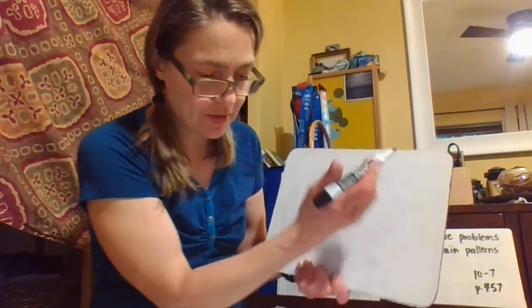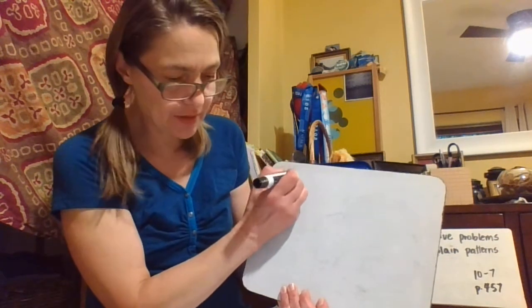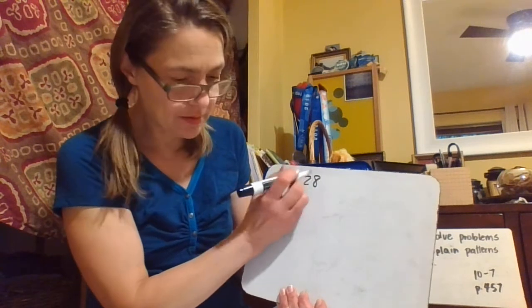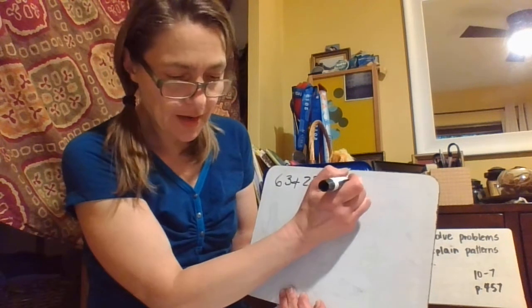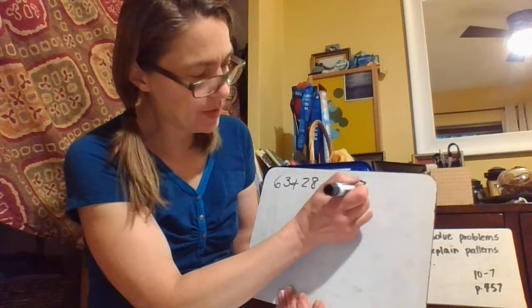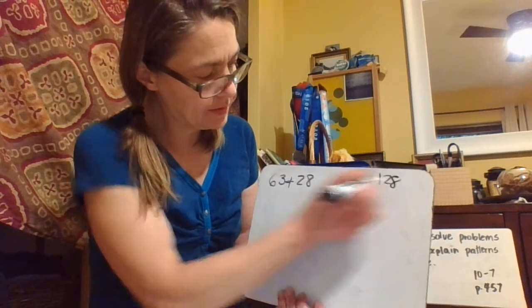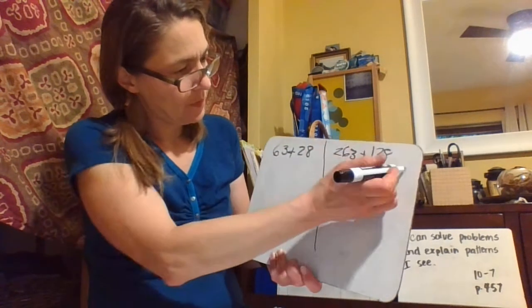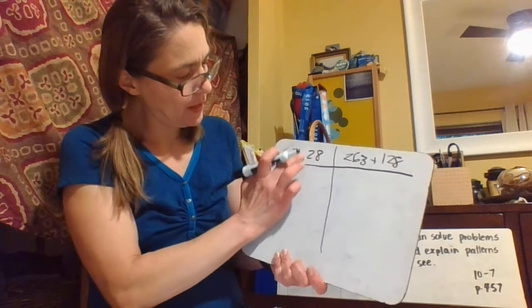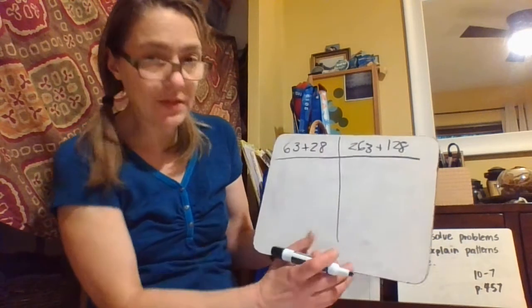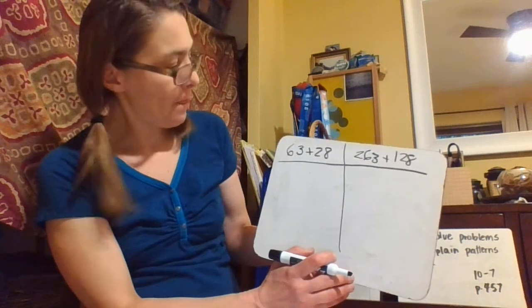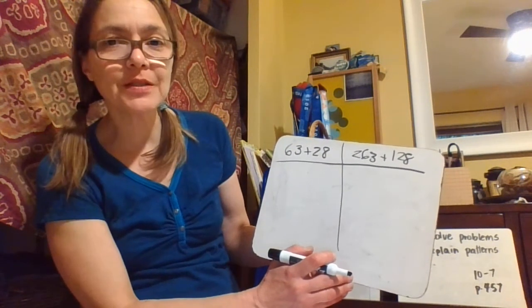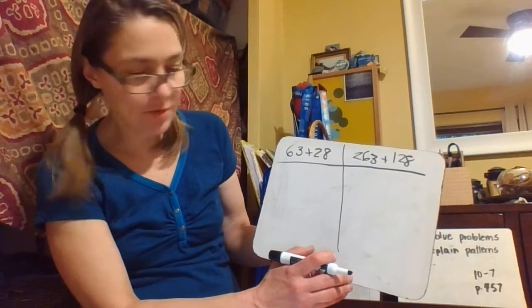Right, let's get started. The solve and share is asking you to solve these problems any way you choose, and they have 63 plus 28, and 263 plus 128. Okay, so making a T-chart, we're going to look at the similarities and the differences. What's the same and what's different? And then we're going to solve them.